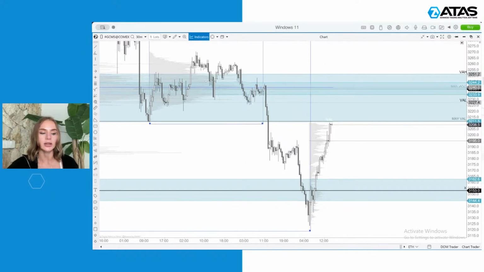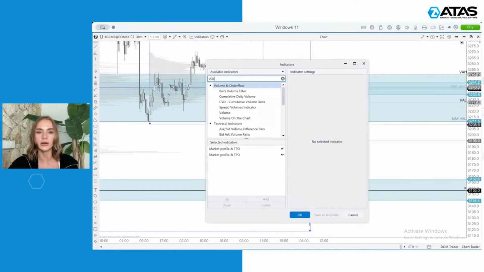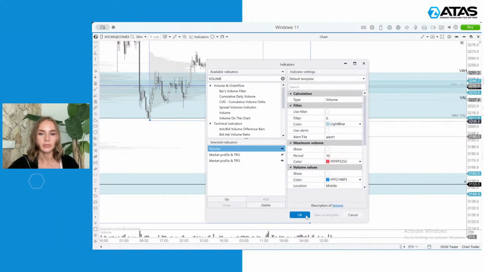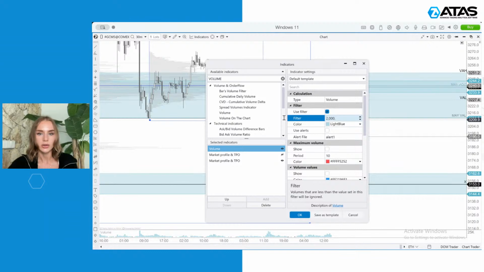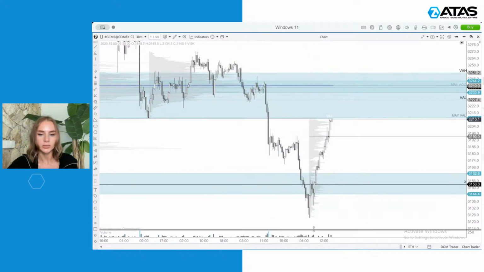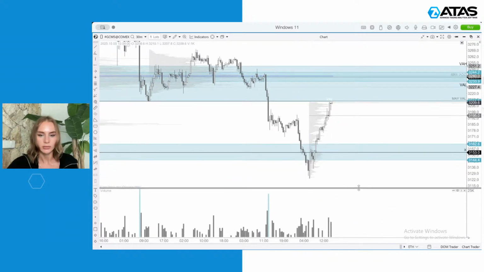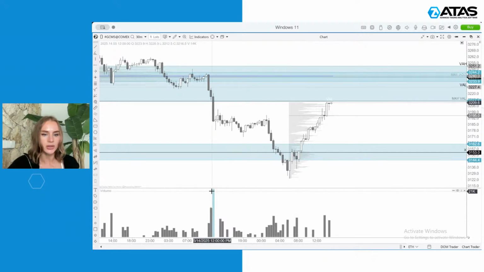Now I'm also going to add the volume indicator here, just a normal one. And I'm going to use a filter to filter out important and quite high volumes here for gold. So what I filtered out is 20,000 contracts in one candle. And we see that we had this one candle with 20,000 contracts.